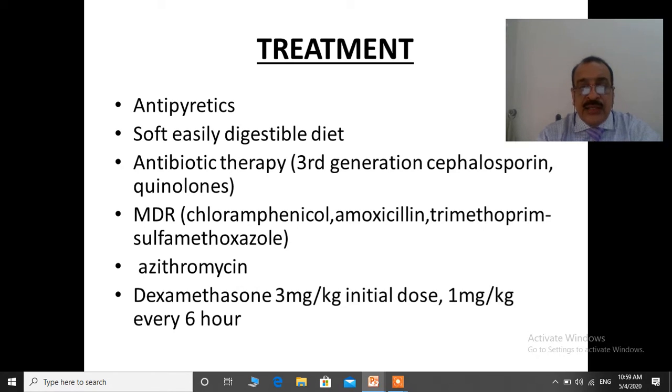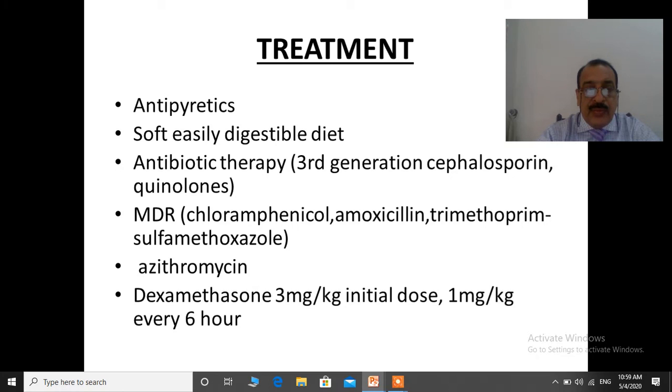Then, as I have said, the organisms have become resistant to the traditionally used antibiotics like chloramphenicol, amoxicillin or ampicillin, and the combination of trimethoprim and sulfamethoxazole. So these drugs are no longer used as empirical therapy for this condition. Generally, we start with third generation cephalosporins or quinolones. Third generation cephalosporins include ceftriaxone and cefotaxime, and the quinolones include ciprofloxacin, ofloxacin, etc.